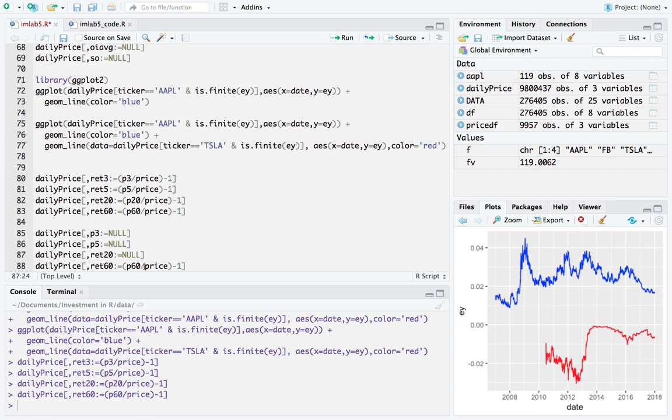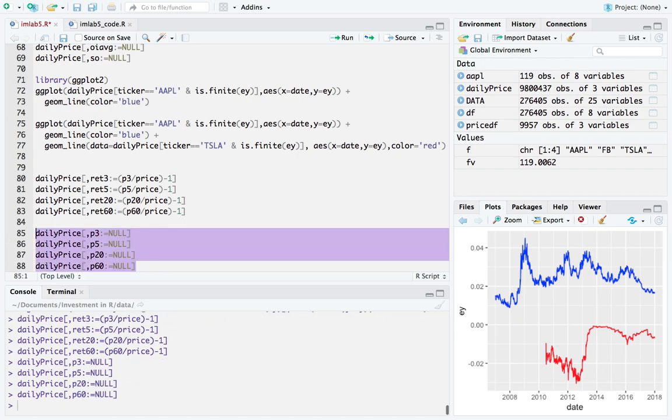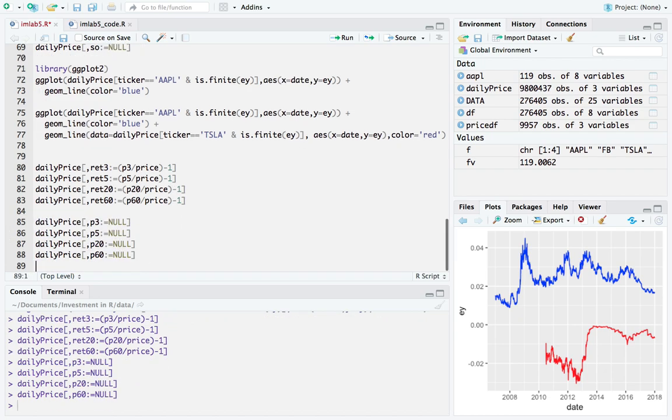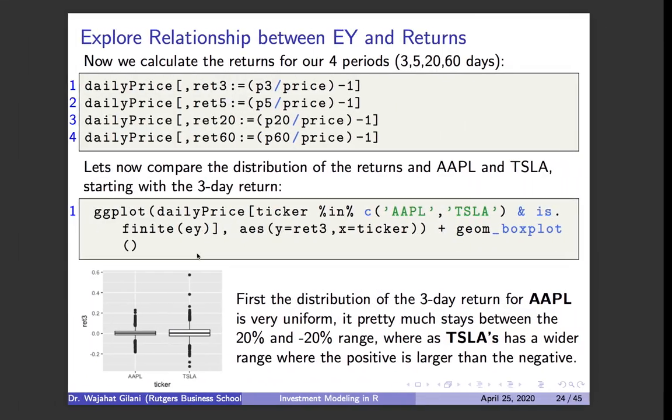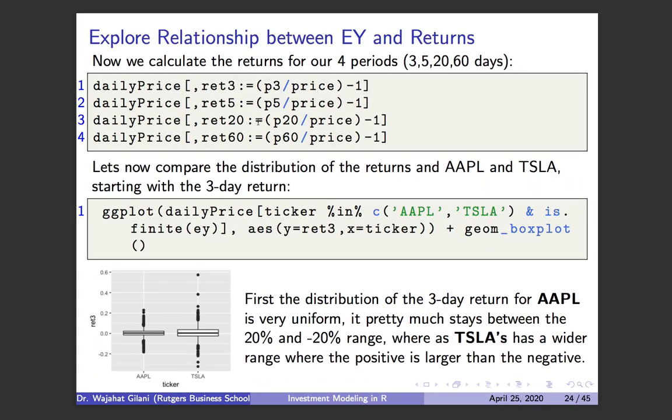Oops, I didn't want to do that. And that's going to be P20. All right, done. So I got rid of those columns. And now we have these returns. So first things first, let's look at 3-day.